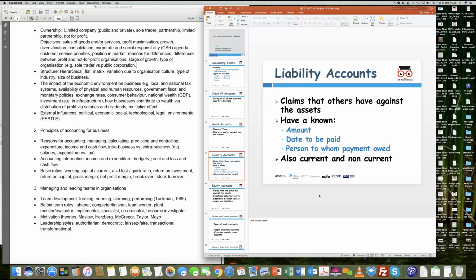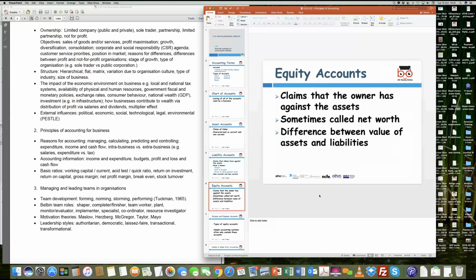So this is basically all put into something called a liability account. Now, there are something called equity accounts. Equity account means that there are claims the owner has against the asset. Sometimes, when you open a company, if you're the owner and the director, you will put some personal savings into the business to get it started.